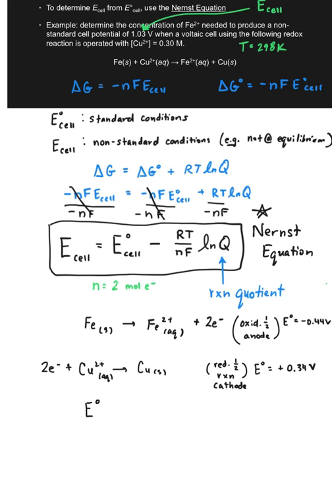The overall E cell under standard conditions is the standard reduction potential at our cathode minus the standard reduction potential at our anode. Now that we've identified the cathode and the anode, we can plug in the appropriate numbers. 0.34 volts minus negative 0.44 volts.